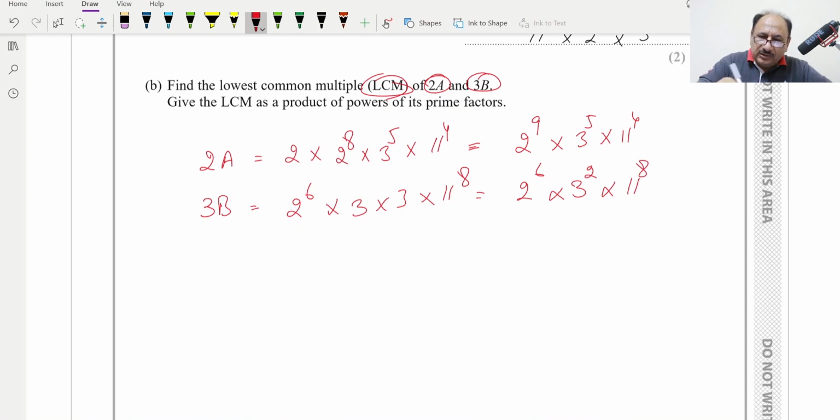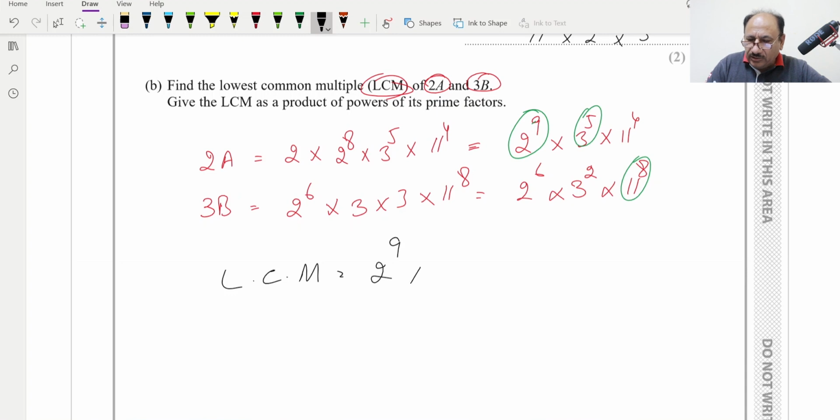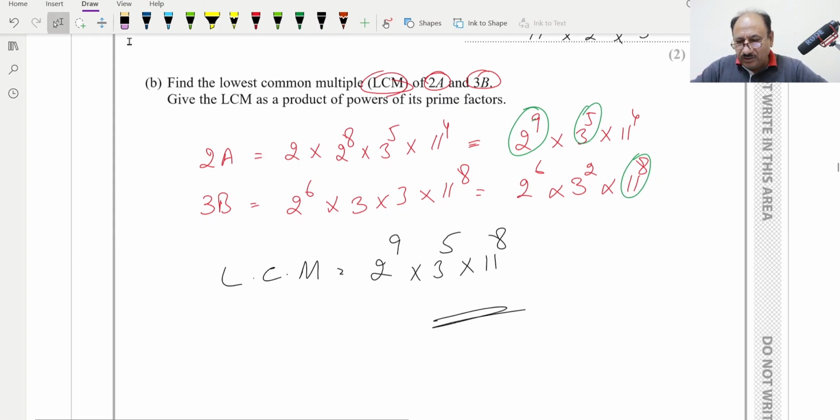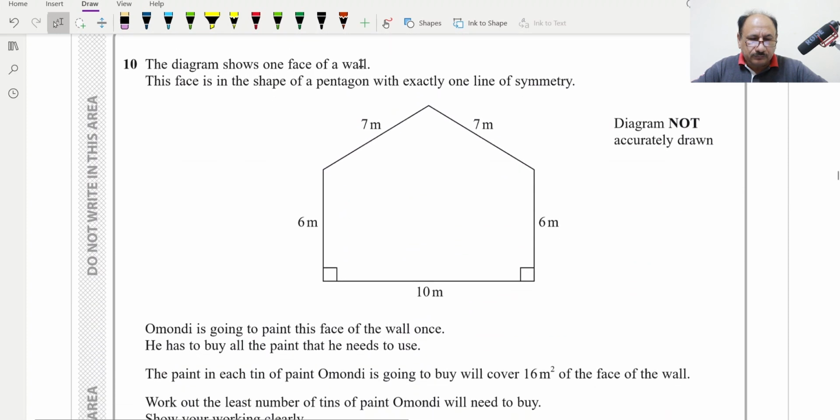Now we will be taking the maximum for LCM. So this is the bigger power, this is the bigger power, and this is the bigger power, and our LCM will be equal to 2 raised to the power 9 into 3 raised to the power 5 into 11 raised to the power 8. This will be our final answer.